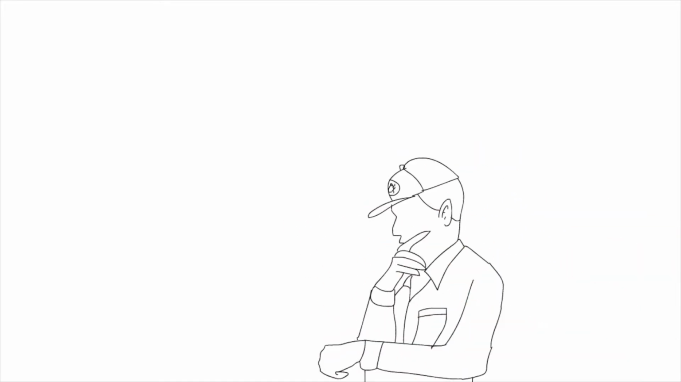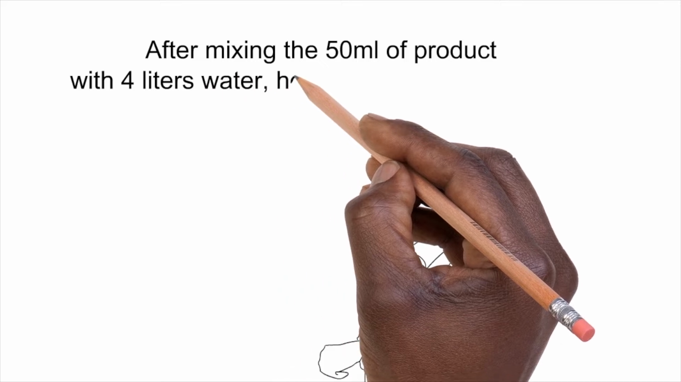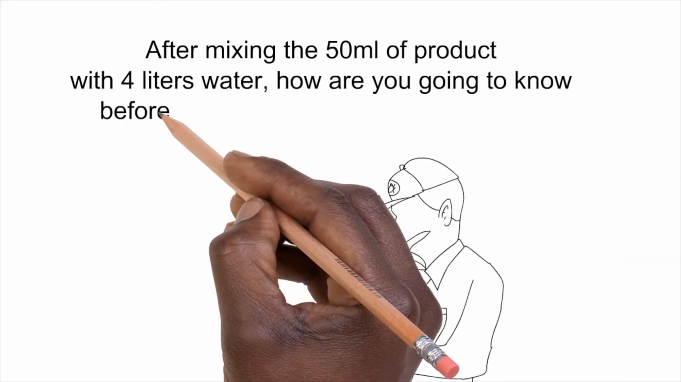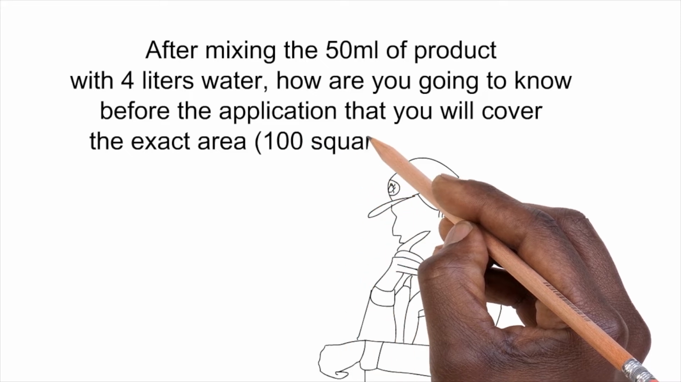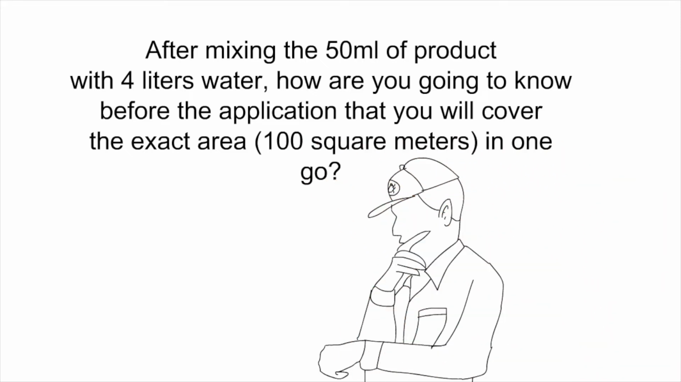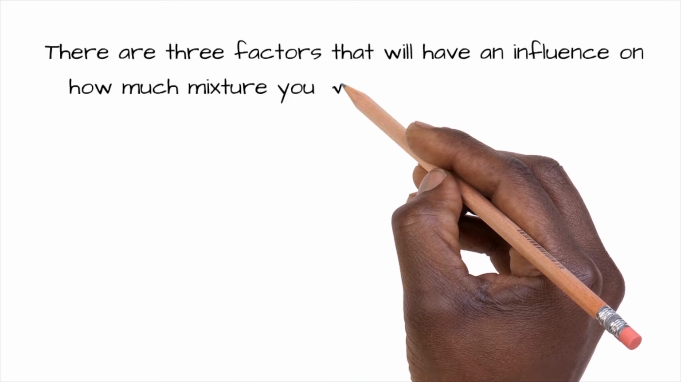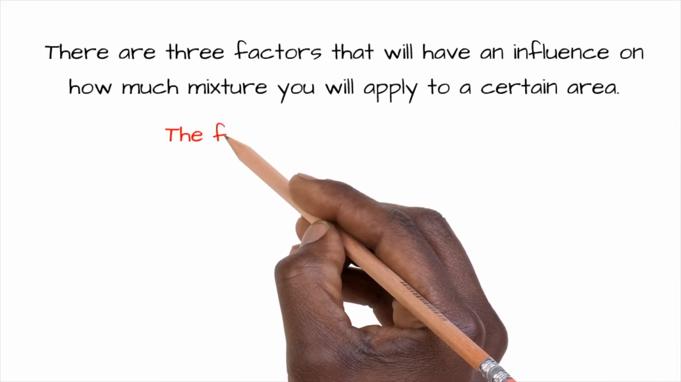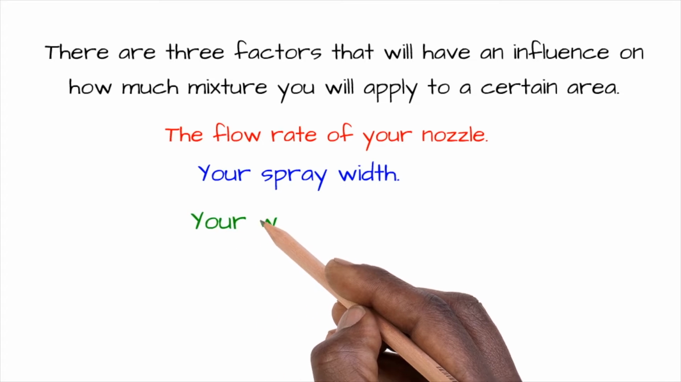The challenge is, after mixing the 50 milliliters of product with 4 liters of water, how are you going to know before the application that you will cover the exact area, for example 100 square meters in one go? There are 3 factors that will have an influence on how much mixture you will apply to a certain area: the flow rate of your nozzle, your spray width, and your walking speed.